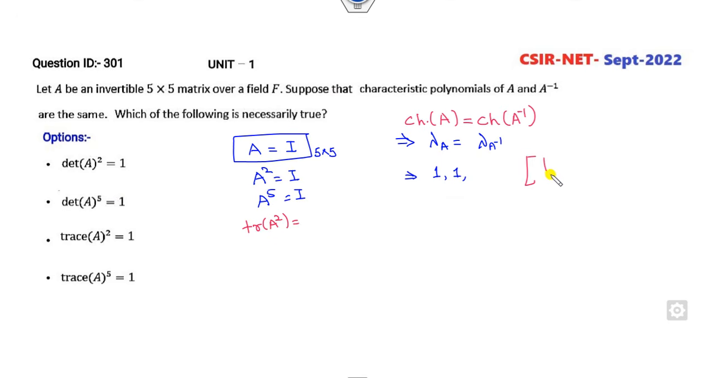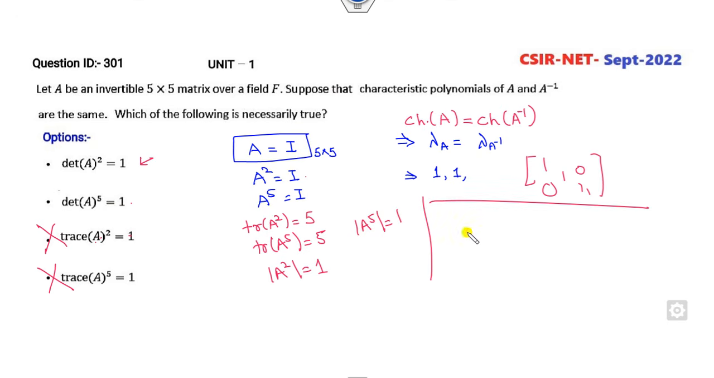If it is a 5 cross 5, this is I, so the trace will be 5. But the option said trace of A square is 1, so it cancels out. Trace of A5 is again 5, so this option is also cancelled. What is the determinant of A square? Only the diagonal entries, it's 1. The option also said 1, but we can't say it's correct because it's a counter example. Determinant of A5 is also 1, so we can't say about this option.